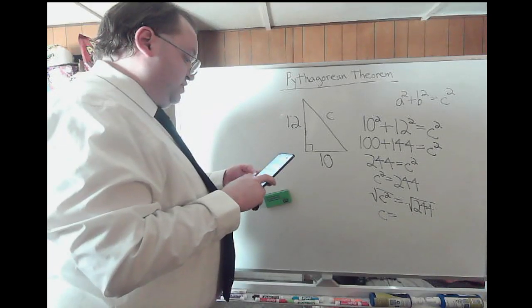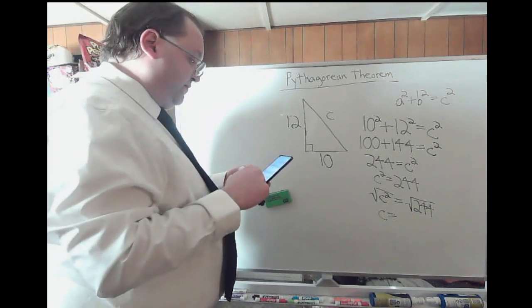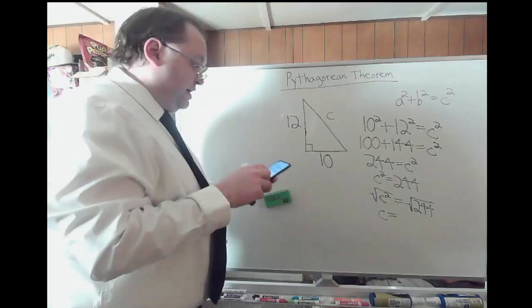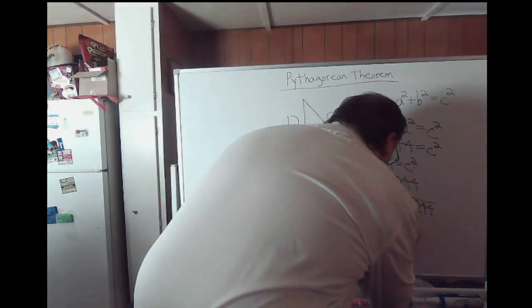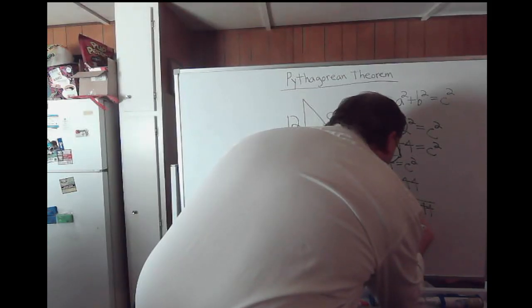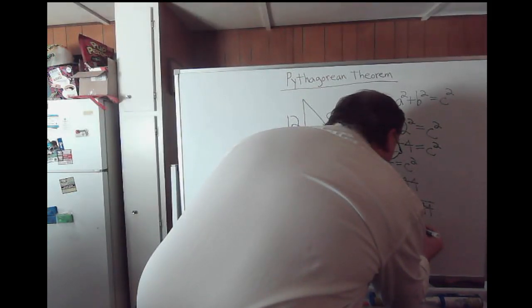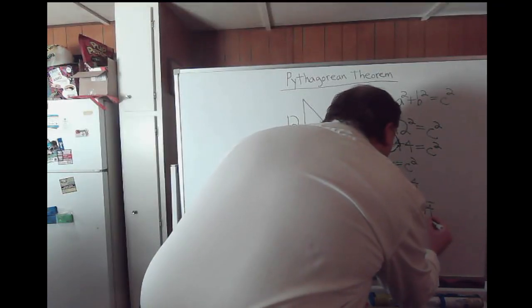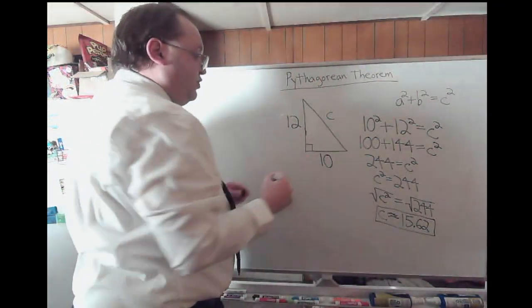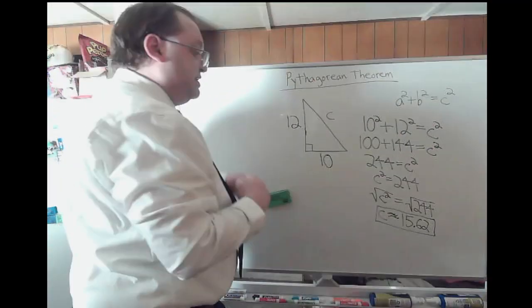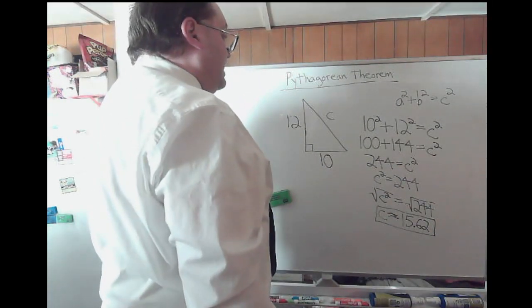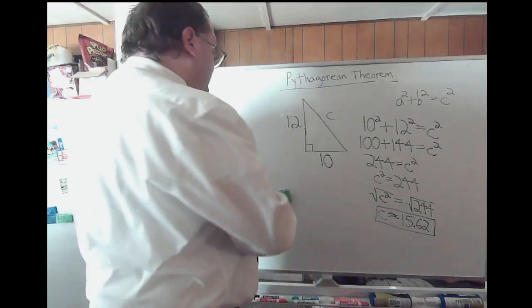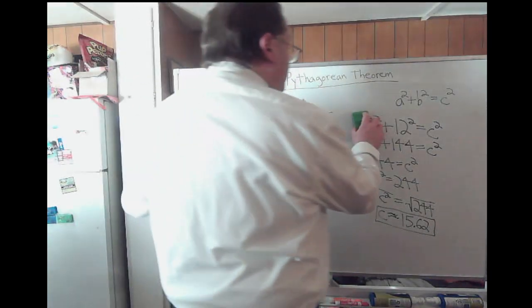So, square root of 244, that's going to be approximately equal to 15.62. So let me make the approximately equal sign. 15.62. So the hypotenuse is approximately 15.62 units, since the square root of 244 is not a perfect square. And so that's really all there is to finding the missing length of the hypotenuse.